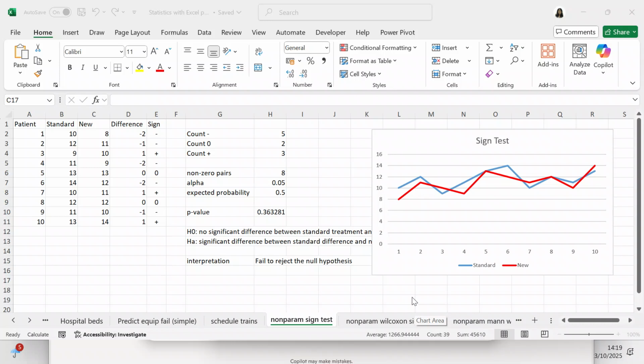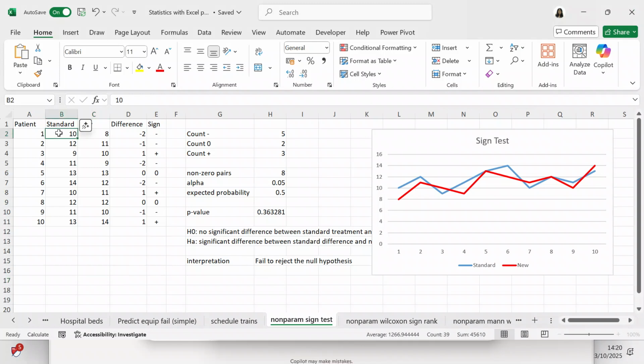To demonstrate this nonparametric test, we're going to talk about patients who are going to have a standard treatment and a new treatment. Then we're going to calculate the difference between the standard treatment and the new treatment, and assign it a sign. So the first thing you have is your patients 1 to 10. So you've got 10 patients.